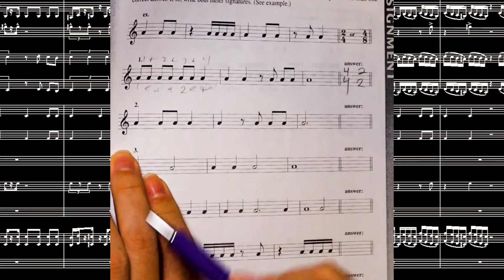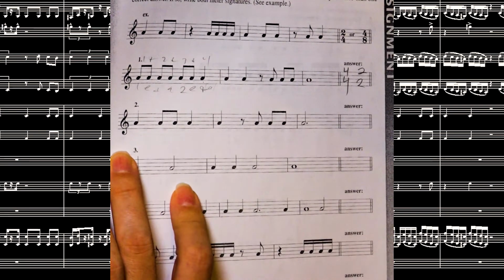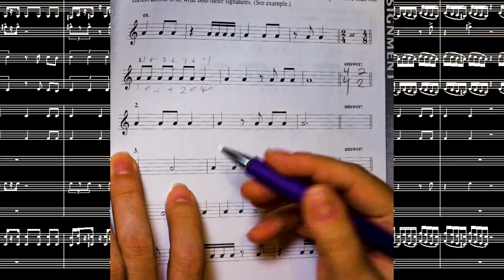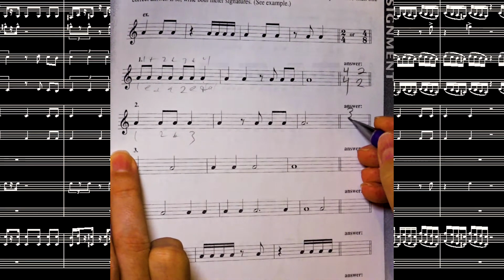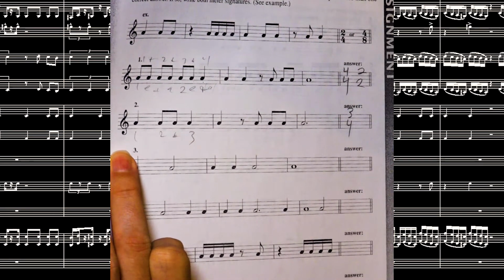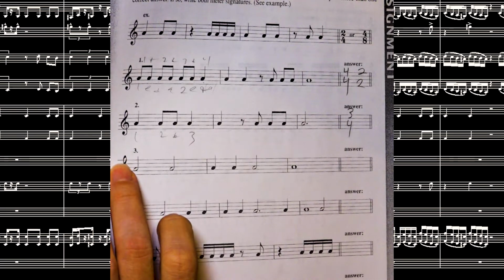This one is only really one answer you can do. It's only because of the fact that there's no other way of splitting this up. And that's 1, 2, and 3. So you have to have it as a 3, 4. There really isn't any other way you can use any other meter with it.